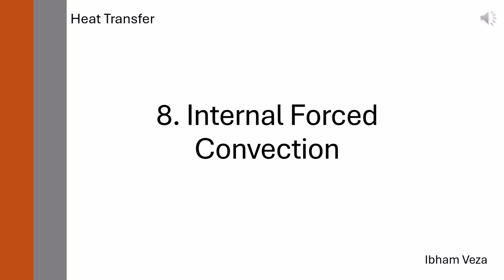8. Internal forced convection. Welcome to internal forced convection. Internal forced convection happens when the fluid is forced to move inside a boundary, like inside a pipe or a duct. This is different from external convection, where the fluid flows over surfaces like cars or planes. Why does it matter? Because the rules change.